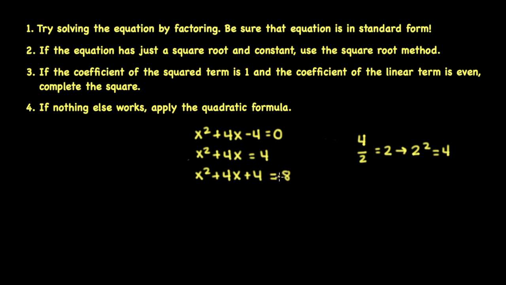Now that the left side of the equation is a perfect square trinomial that can be factored, it can be factored to x plus 2 squared equals 8. We can simply take the square root of both sides, leaving us with x plus 2 is equal to plus or minus the square root of 8. Now we can subtract 2 from both sides and simplify the radical to get negative 2 plus or minus 2 square root of 2.